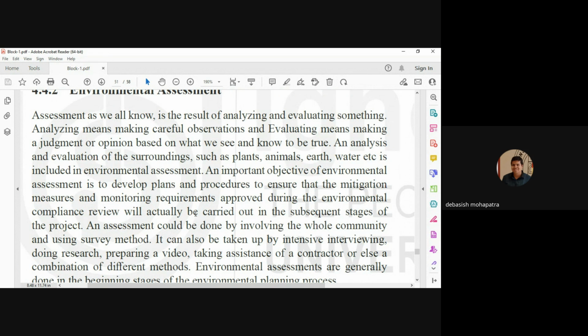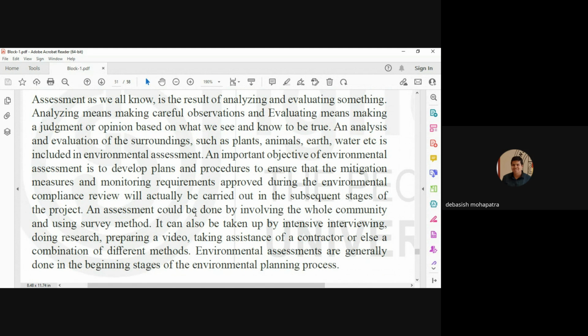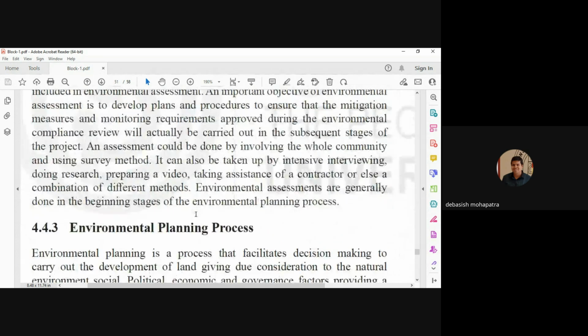An assessment could be done by involving the whole community and using survey methods. It can also be taken up by interviewing, doing research, preparing a video, taking assistance of a contractor or else a combination of different methods. Environmental assessments are generally done in the beginning stage of the environmental planning process.